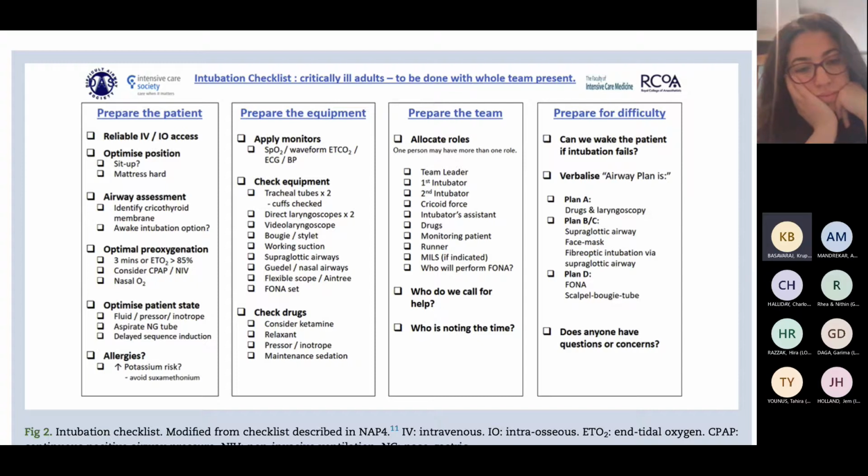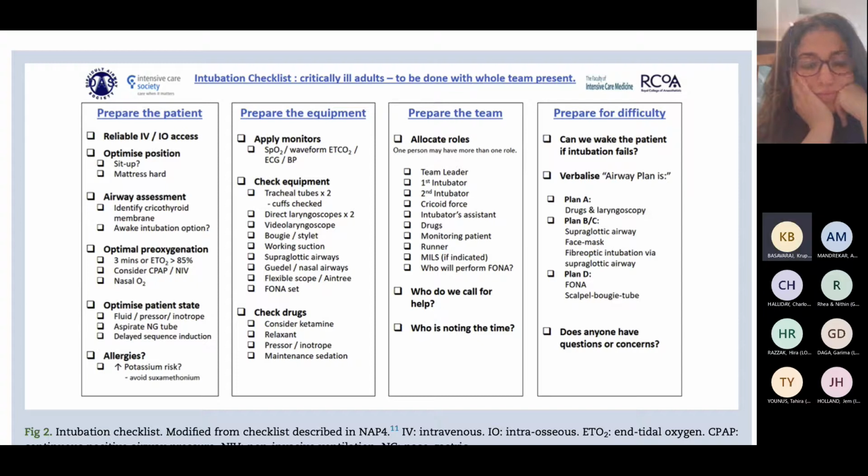You can have a bougie or a stylet, never underestimate that. A working suction always by the patient's head end. Yes, and supraglottic airways as contingency plans, nasal and oropharyngeal airways, a flexible scope and an Aintree catheter, not always, but yes, it would be desirable to have. And I think one word which most of us would dread is front of neck access set. Check the drugs, consider ketamine, relaxant, pressors or inotropes, and maintenance of sedation, because after intubation, you would need that.